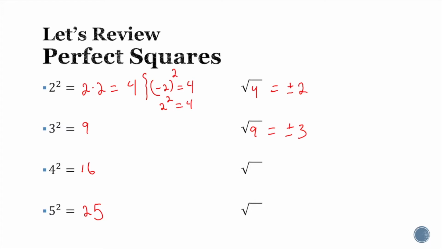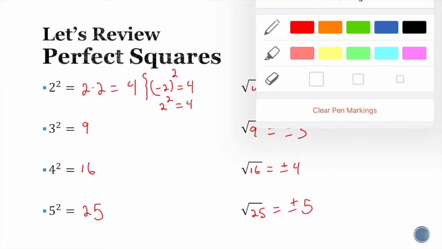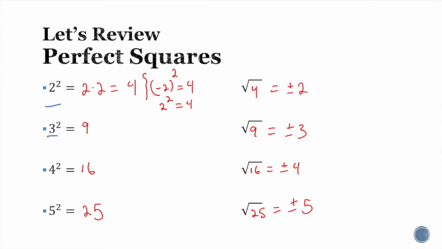So to continue, the square root of 16 is equal to plus or minus 4. The square root of 25 is equal to plus or minus 5. The exact same thing that we started with. So the inverse for any number squared is the square root.